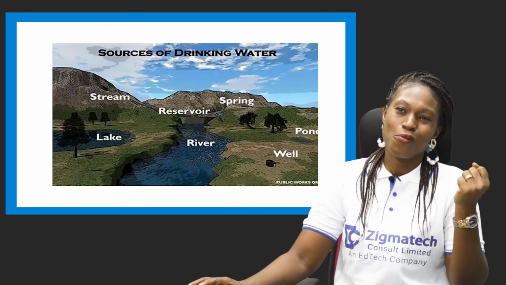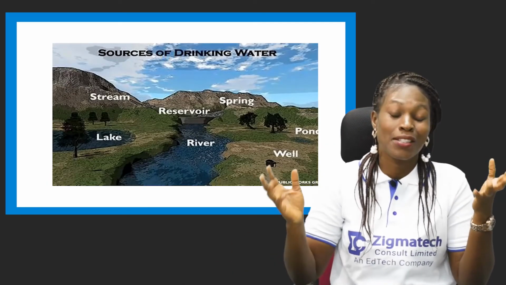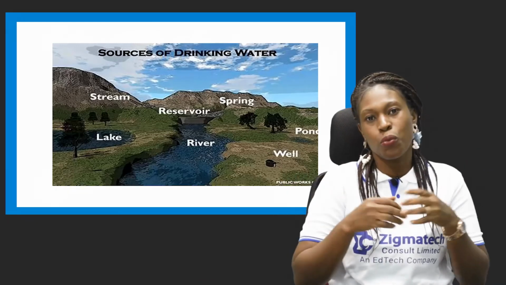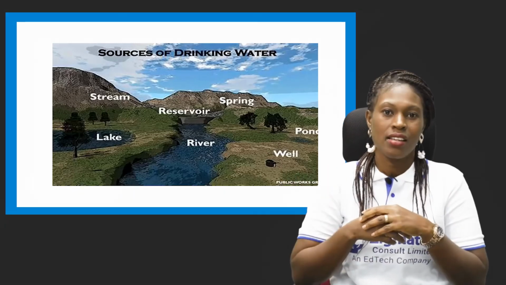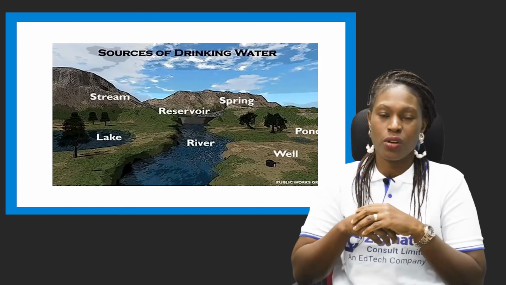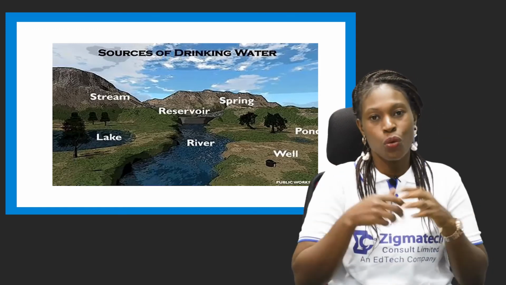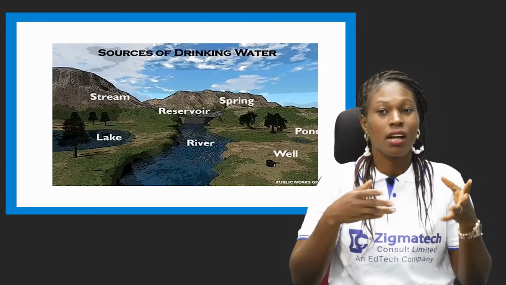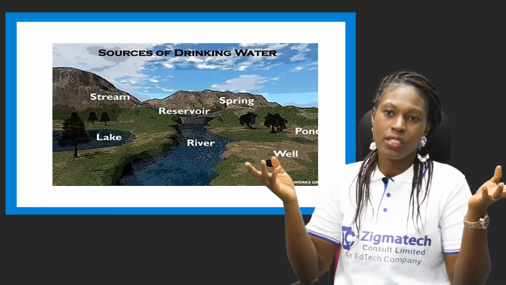Okay, now let's look at sources of water. Drinking water. Water is very important, very, very important for man. It's one of the macronutrients, with formula H2O. So it's very important that we take water. So where are the sources? Where can we find water?